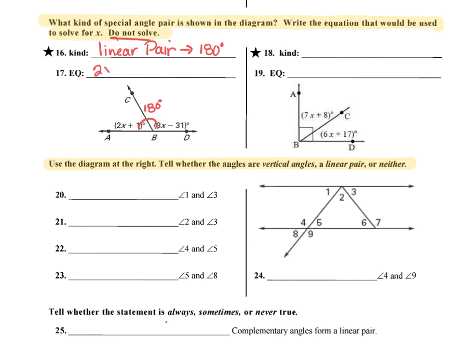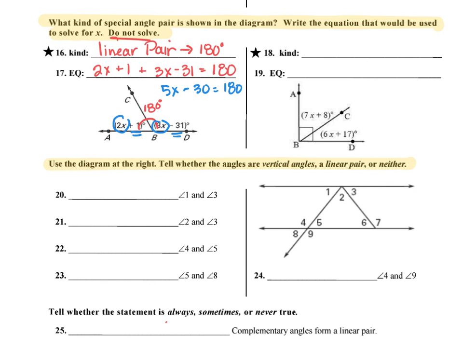So we're going to take the 2x plus 1 plus 3x minus 31 and set it equal to 180 degrees. Or remember, we can do mental math here, and we can take the 2x and the 3x and make that 5x, and then plus 1 and minus 31 and make that minus 30 equals 180 degrees. Either one of those are good answers for that equation.